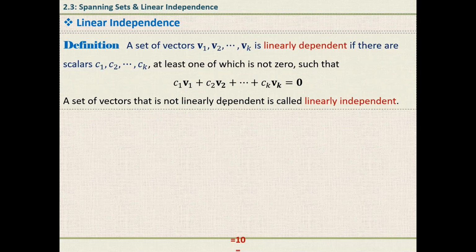A set of vectors that is not linearly dependent is called linearly independent. That means that the only way to write a linear combination of these vectors equal to 0 is when all of c1, c2, ..., ck are equal to 0. Then we call them linearly independent.